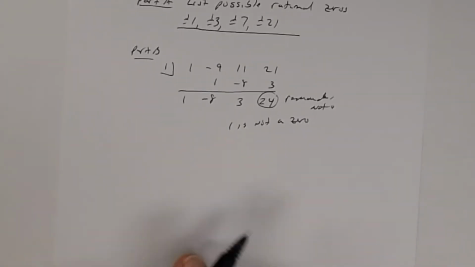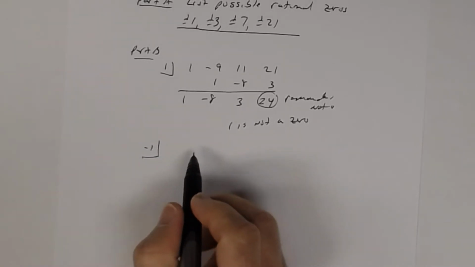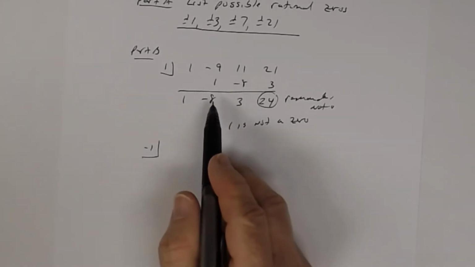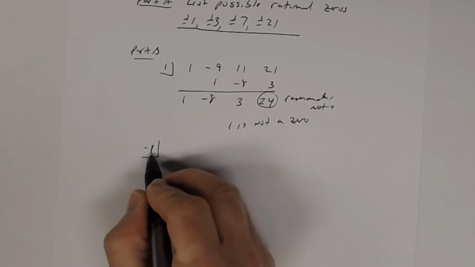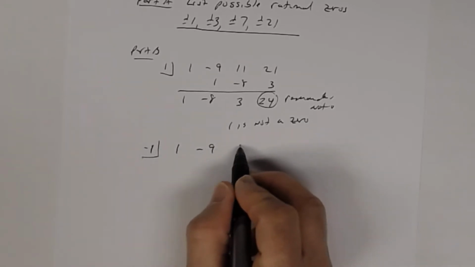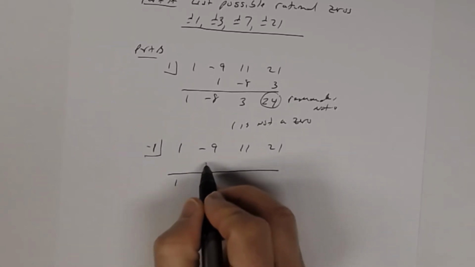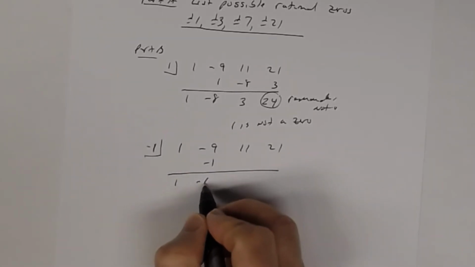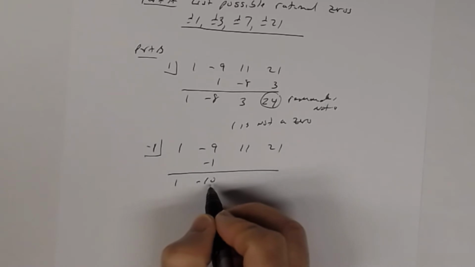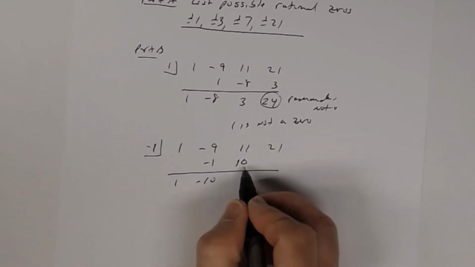So now let's try negative 1. See if negative 1 works. If that doesn't work, I'll try 3, then negative 3, and so on. So let's try negative 1. So 1, negative 9, 11, 21. Bring down the 1. Negative 1 times 1 is negative 1. Add, you get negative 10. Multiply, negative 1 times negative 10 is positive 10.